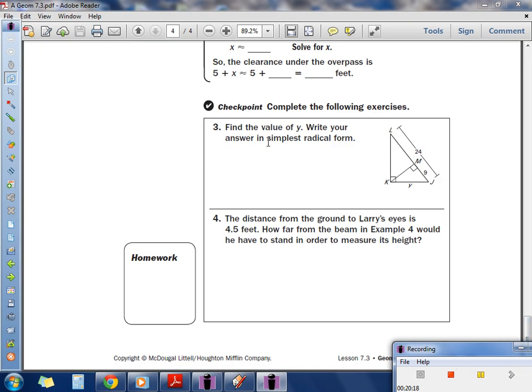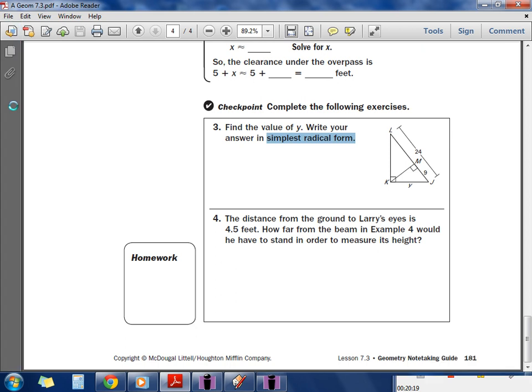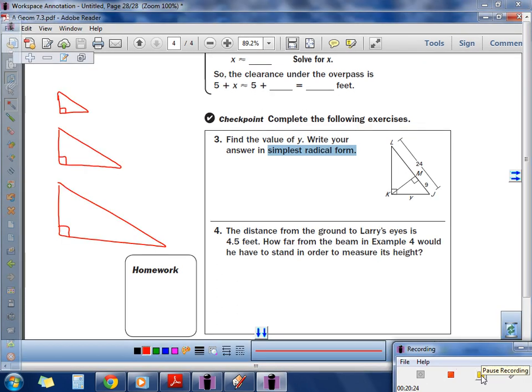Try out checkpoint number 3. This one says leave your answer in simplest radical form. So make sure to follow those directions. Alright, so for a lot of you, you need to draw out these triangles, but you got to be able to label them correctly. Here's the small triangle. Find it in the picture. I have 2 pieces labeled. I got to be able to transfer that to my little scale drawings over here.